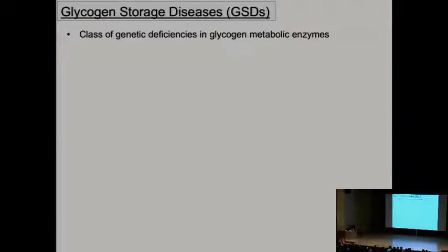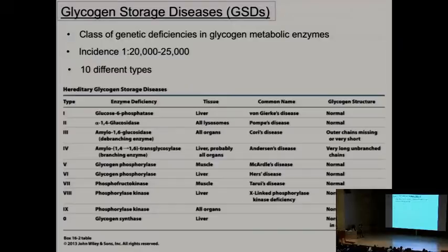They are a class of genetic deficiencies in any of the glycogen metabolic enzymes. So you're born with these things, and most of them are recessively inherited. They have an incidence in the US of every 1 in 20 to 25,000 births. And there are 10 different types depending on what enzyme is affected and what tissue is affected.